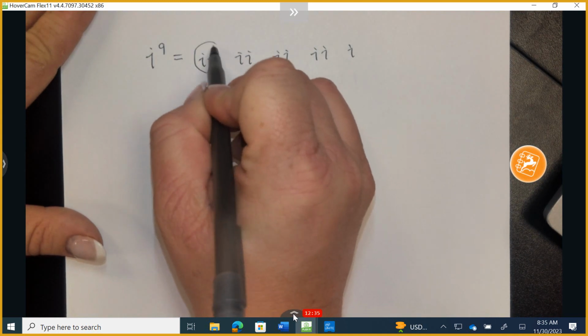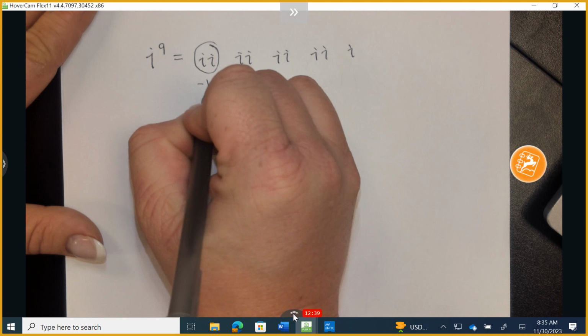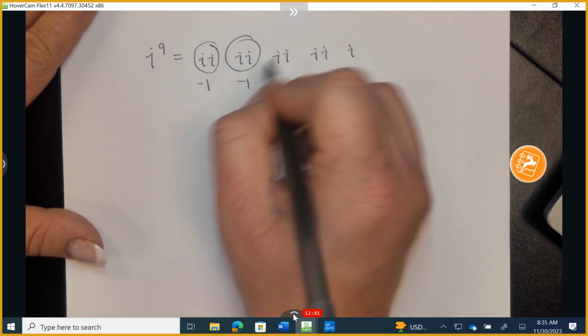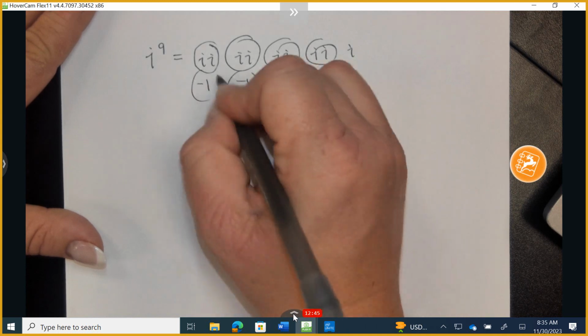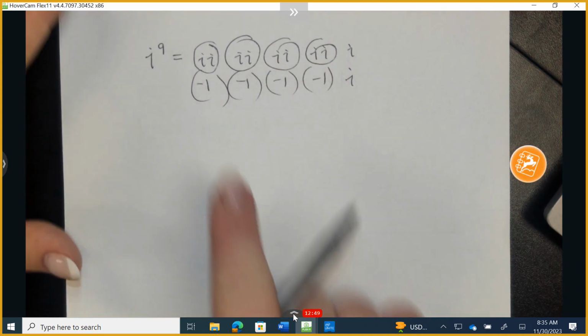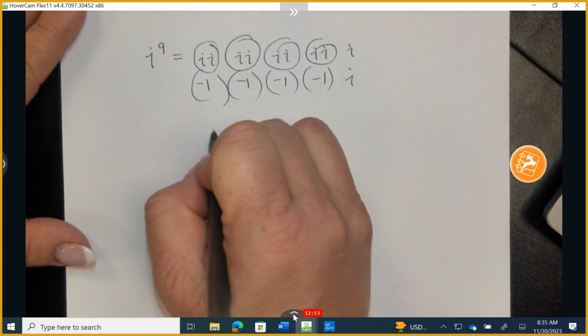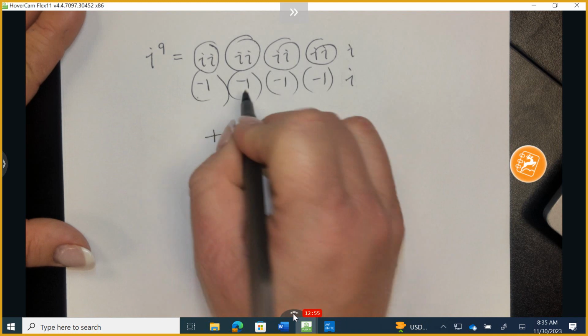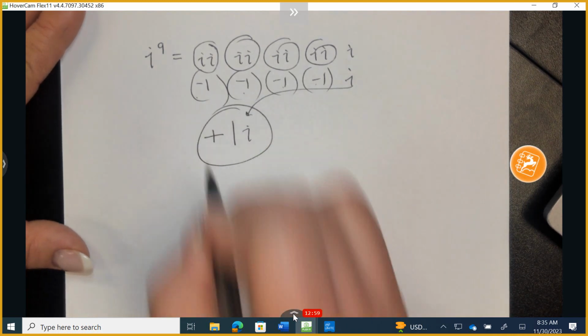This group is equivalent to i squared. What's i squared equal to? Negative 1. This group is equivalent to i squared, and i squared. I have 4 negatives. That's an even number of negatives, which produces a positive answer. 1 times 1 times 1 times 1 is 1, and don't forget about the lonely i.